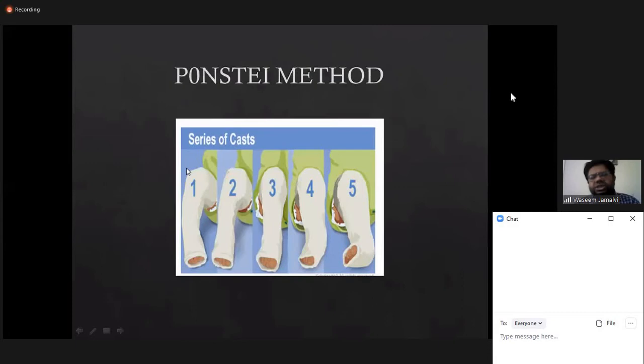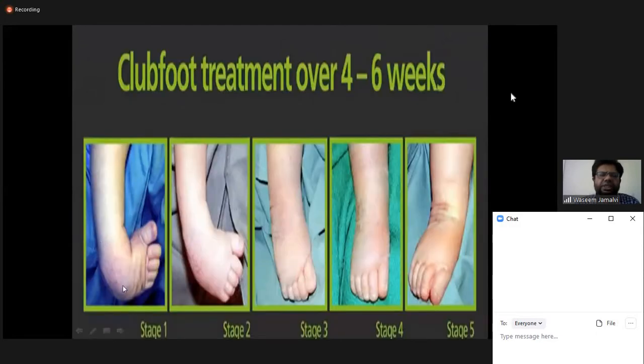So this is called the series of casting, the serial casting. In case of the serial casting, the foot moves from this stage to this stage of the proper position. And mostly children with clubfoot, over 4 to 6 weeks of this treatment, will recover without any surgical intervention.